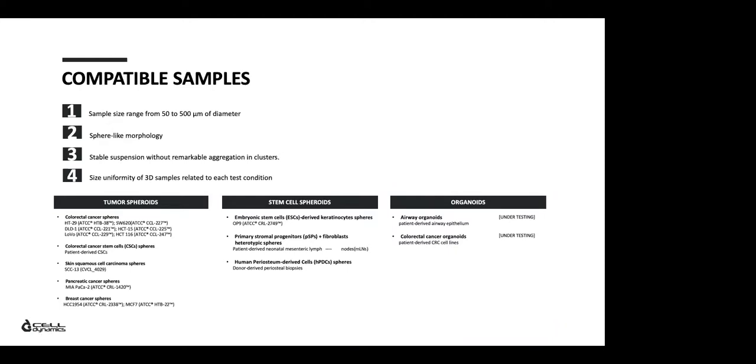And of course, it would be better to have size uniformity related to that particular test condition of spheroids, okay? Just not to cover any possible statistically relevant differences between positive control and treated samples. We have already tested a good number of tumor spheroids, stem cell spheroids, and we are trying to analyze, I think in the near future also, airway organoids and colorectal cancer organoids.